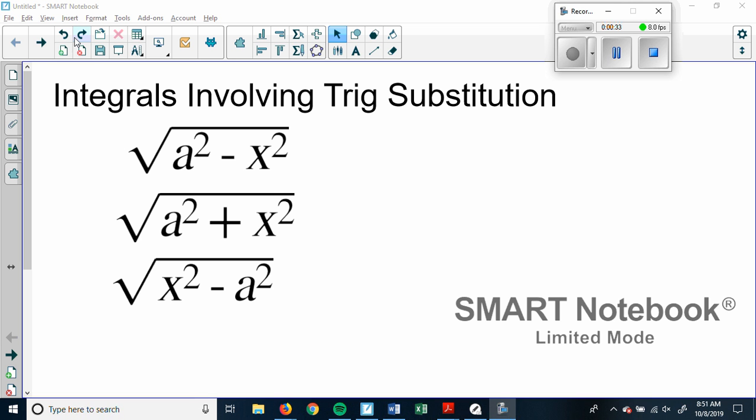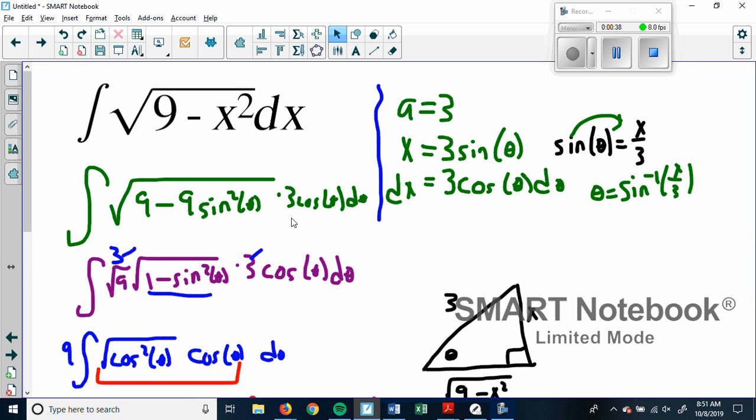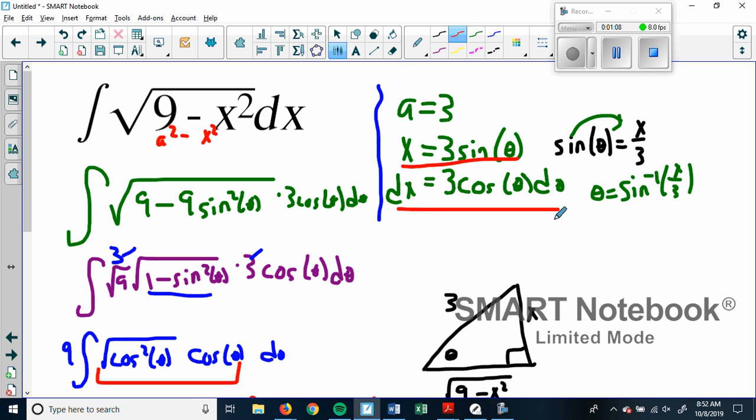So let's take a look at the first form. I've already got it worked out for us, so I'll try to explain as we go. So here we go. Here's the first one, the square root of 9 minus x squared, which you can see if a equals 3, this is a squared minus x squared. So it follows that form. Now what we're going to do is let x equal 3 sine of theta. Some of this work I'll come back to. But if x equals 3 sine theta, then dx equals 3 cosine theta d theta.